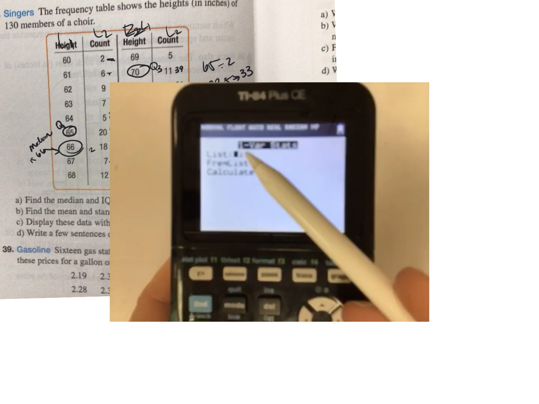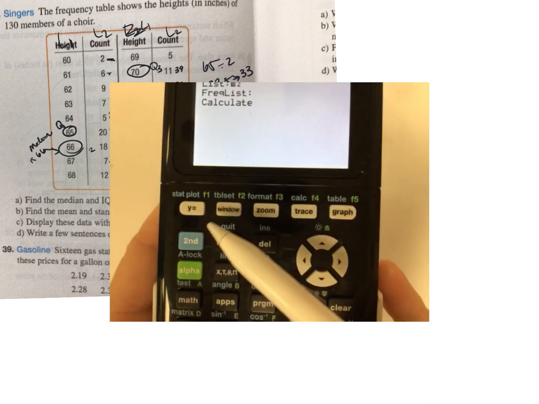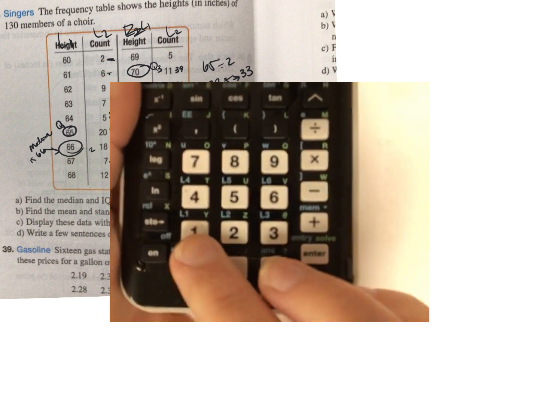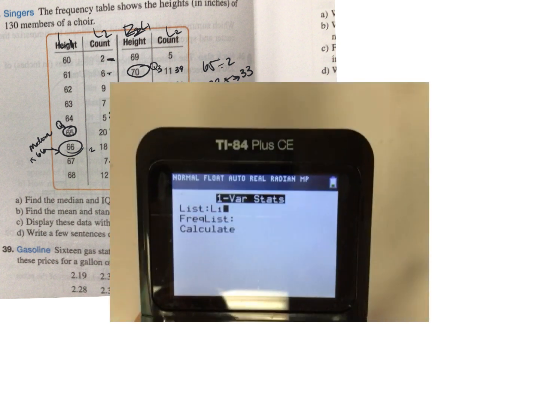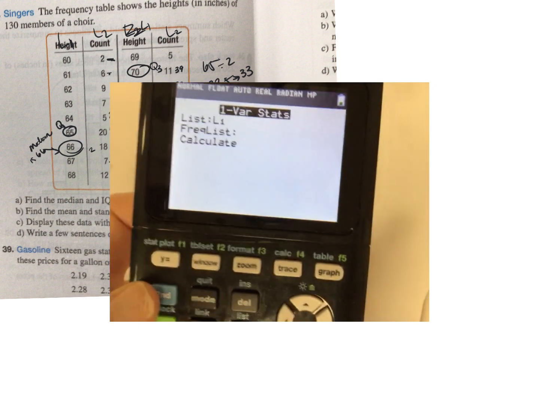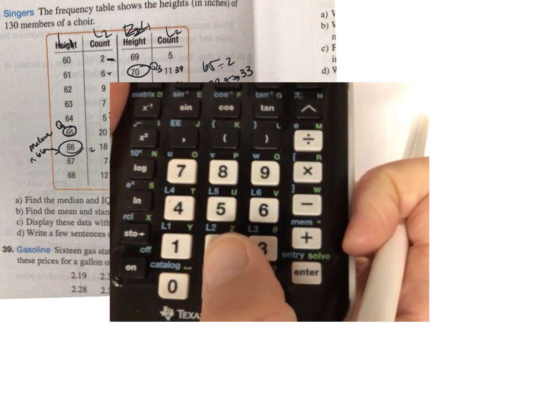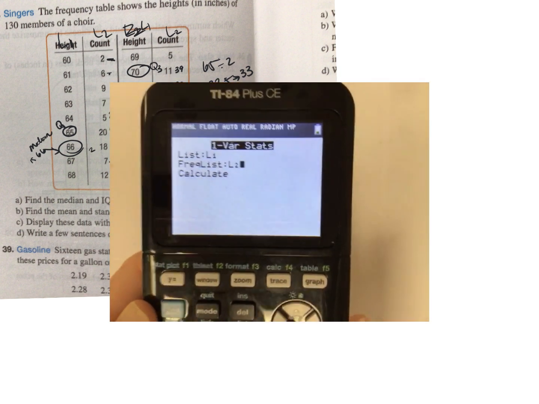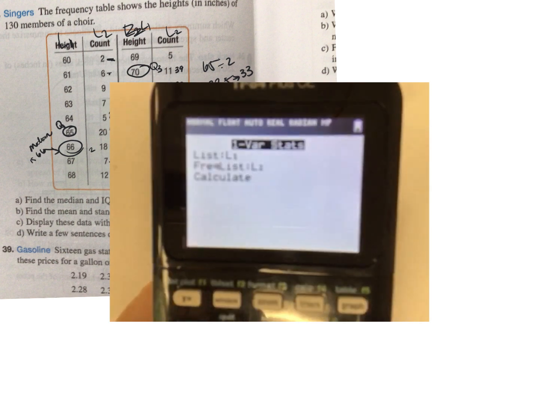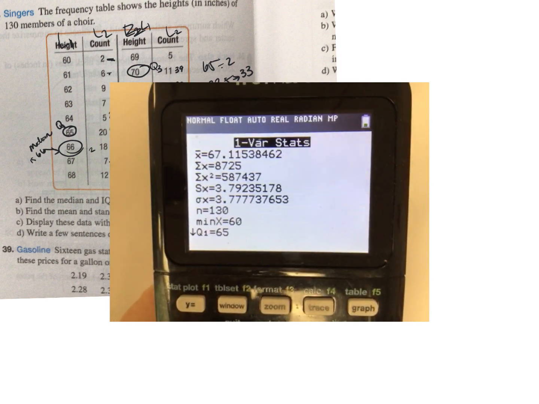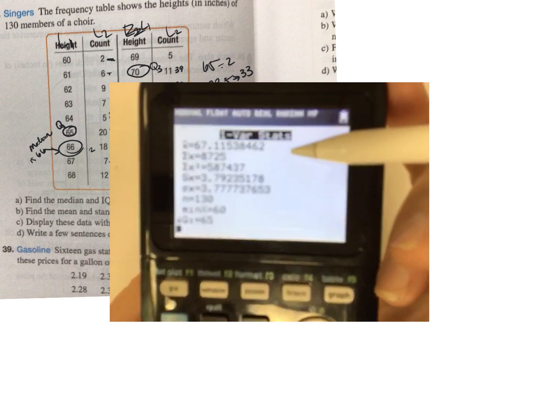So how do I get this to be list 1? I hit second, and then above the 1 is list 1. Then I hit enter, and then I do second again, and then I do above the 2 is list 2. That's my quick way of grabbing my lists, and then I'm going to hit calculate. So this helps us with part B.